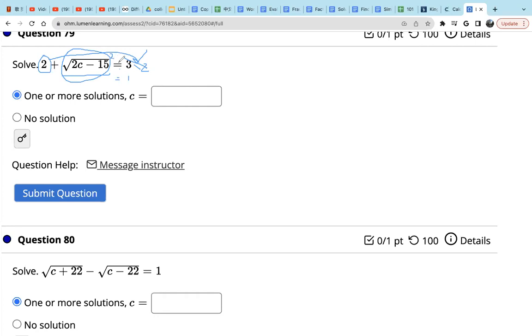Now we square both sides. Right? So we get 2c minus 15 equals 1 squared, which is just 1. Let me just solve this. So that's 2c equals 16 after adding 15 on both sides. So c equals 8. So c equals 8.